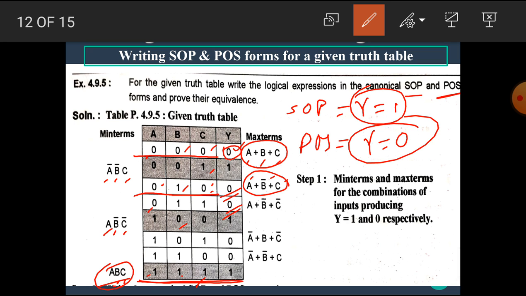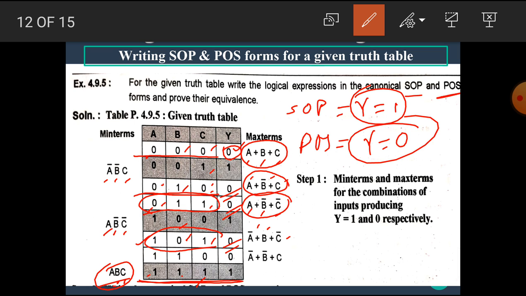Here also the y is equal to 0, hence we can write the max term for this combination. A is equal to 0, hence we write here a, b is equal to 1, hence we write b bar, c is equal to 1, hence we write c bar. We get the max term a plus b bar plus c bar. Here y is equal to 0, hence we can write the max term for this combination. A is equal to 1, hence we write a bar. B is 0, hence b.